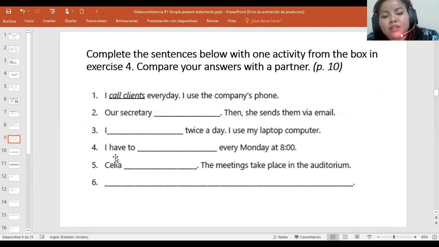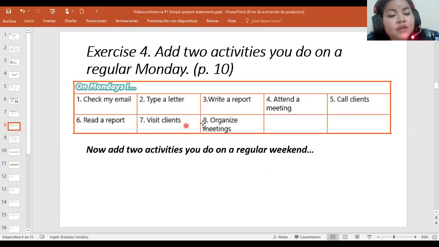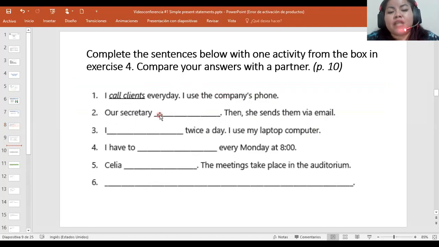We have number 1 to 6, right? It says, number 1, I call clients every day. I use the company's phone, of course. And then we're going to see number 2. What do you think is the answer for number 2? Our secretary, then she sends them via email. What do you think the answer is? Type the letter. Type a letter. Okay, is that the best one? Our secretary types a letter, okay?